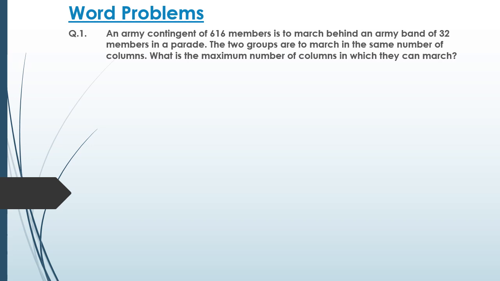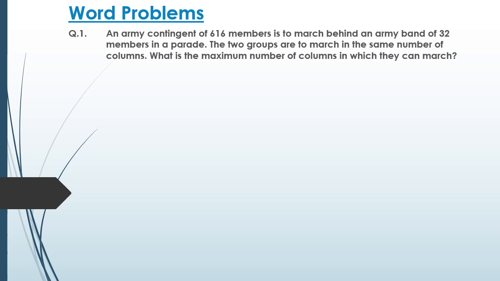So the parade is like, first of all there will be the band people and then the soldiers. Now we want all these people to march in the same number of columns, meaning there should be an equal number of columns of band people as well as soldiers. So now clearly here we can think that the number of columns cannot be greater than the number of people available. It will not be possible that there will be 1000 columns of these many people.